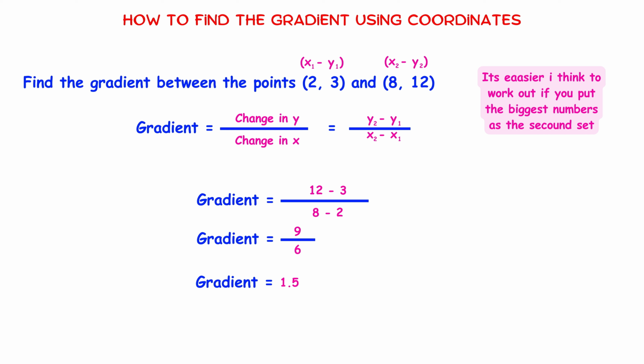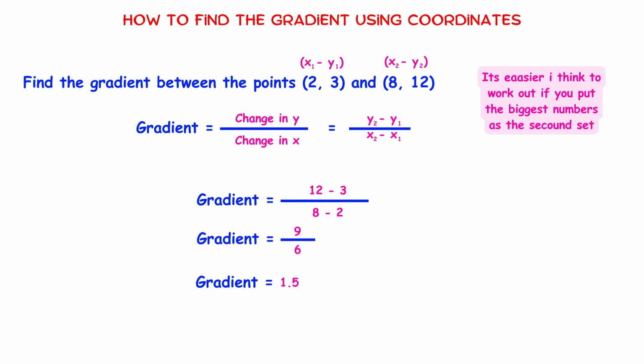So now that we have our formula and we know what all the x and y's are, we just plug the values into the formula. So for y2 minus y1 we'll have 12 minus 3 on the top, and for x2 minus x1 we'll have 8 minus 2 on the bottom. Then we can simplify this to get 9 divided by 6, and that would just be 1.5. So we know that the gradient between our 2 points is 1.5.